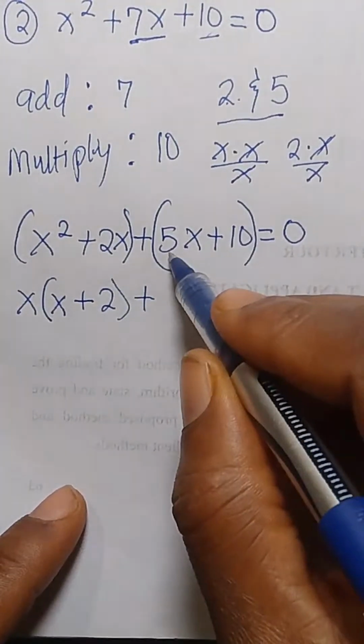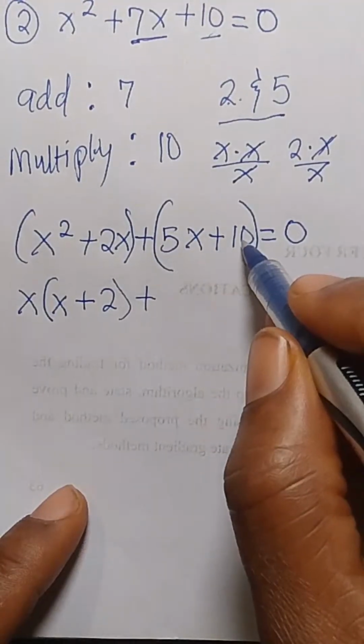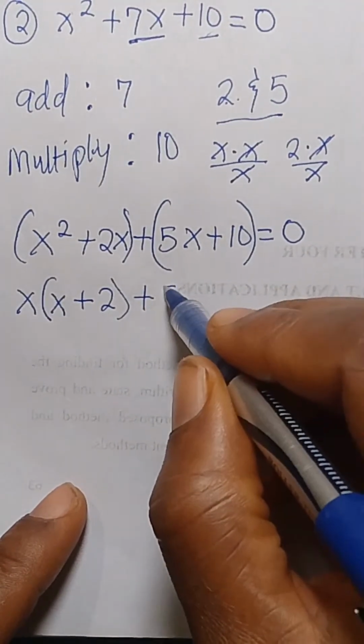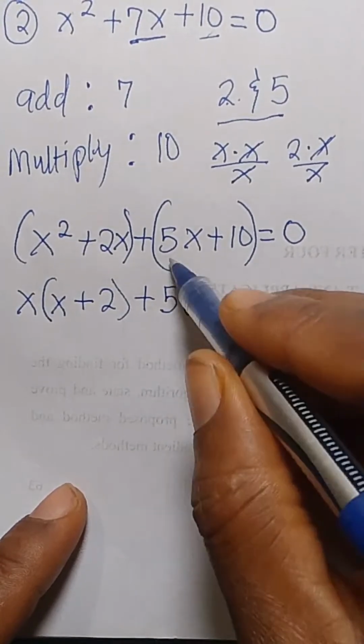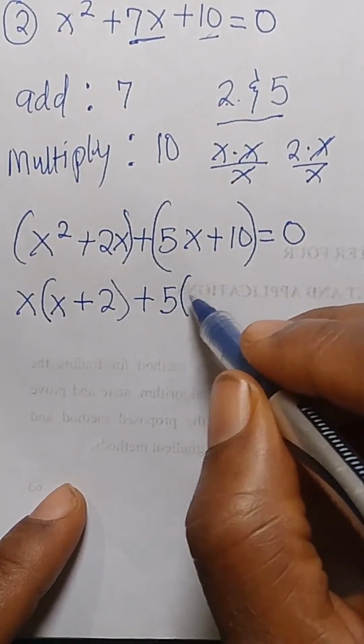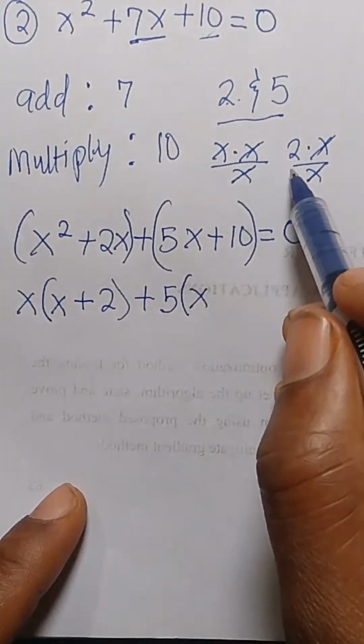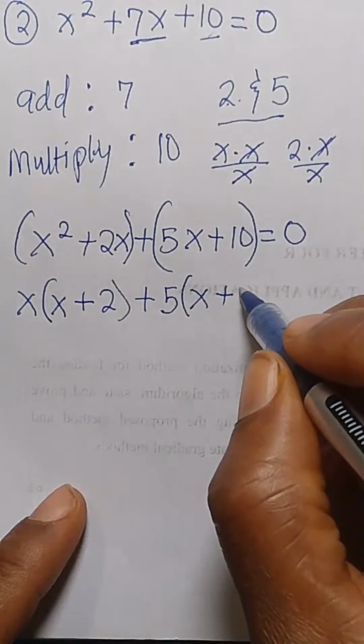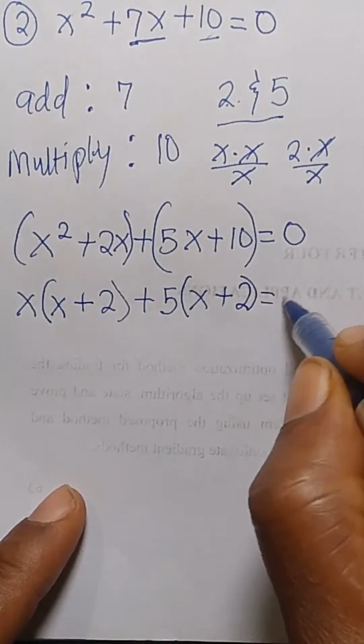Now look here. We have 5x. We have 10. 5 can divide here, 5 can divide here. So 5 is common. Factor 5 out. 5x divided by 5 will give us x. We've done something similar here. Plus 10 divided by 5 will give us 2. And it's equal to 0.